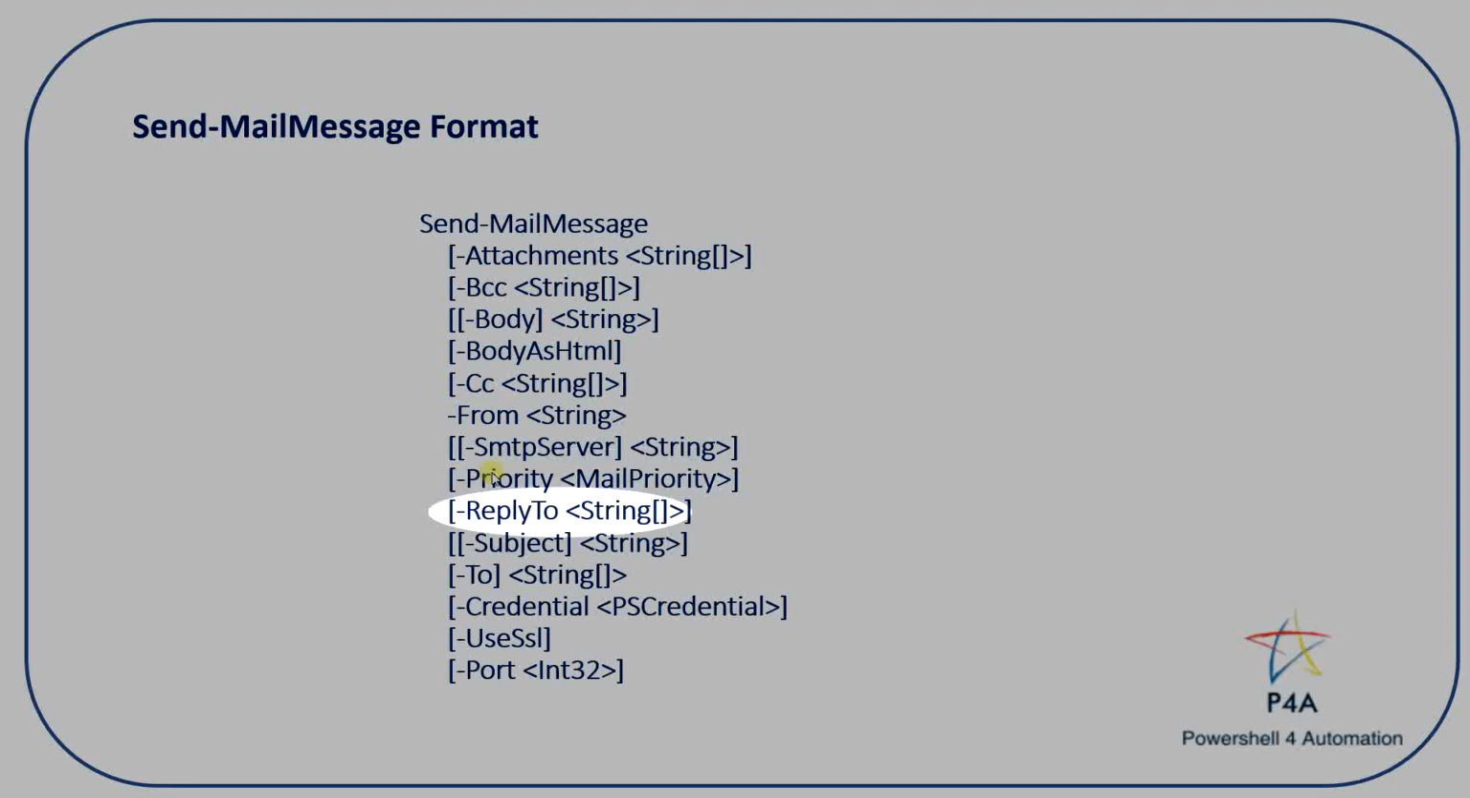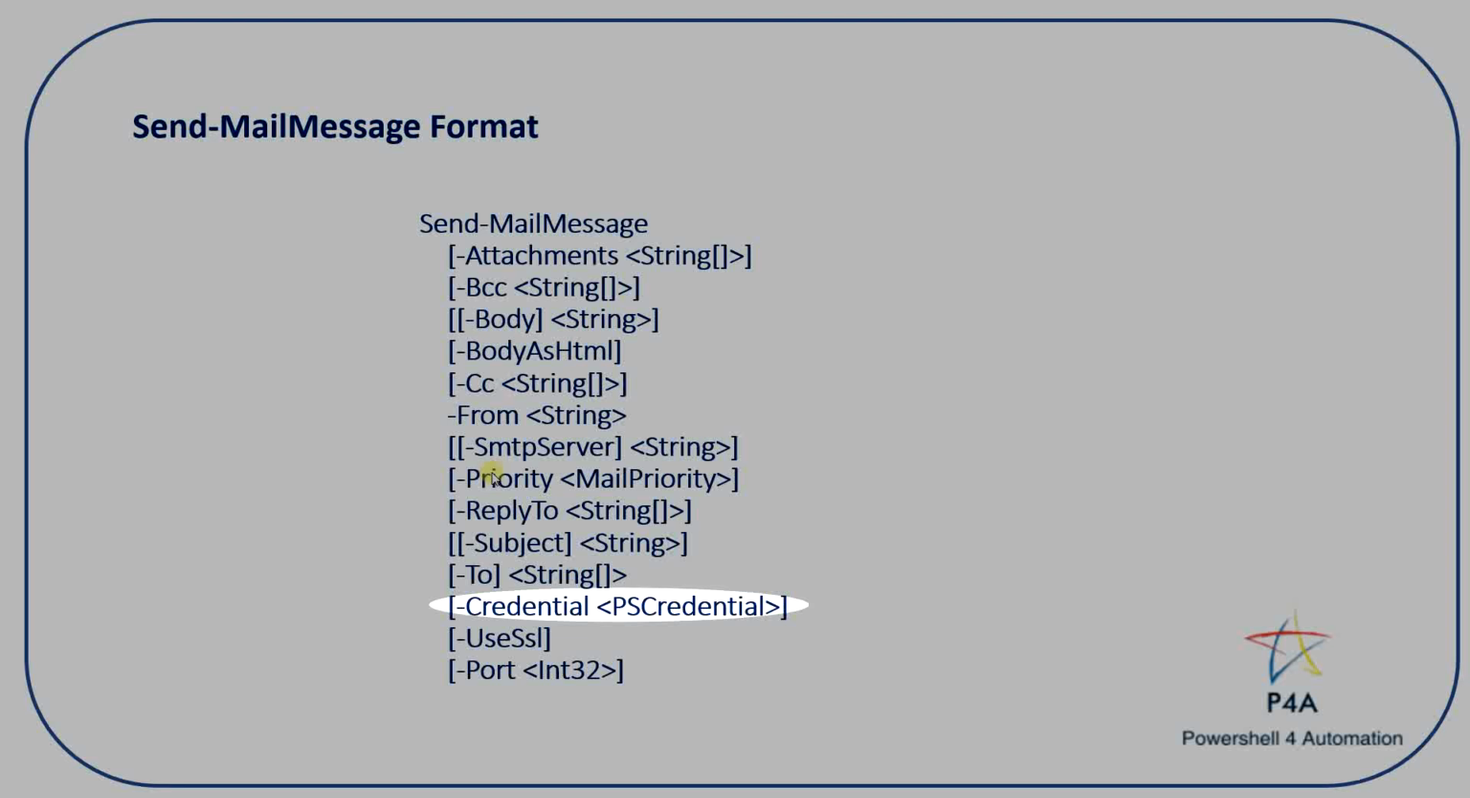ReplyTo is used if you want an email address to be configured to which the reply of this mail goes. Subject is a parameter where you can keep your subject line. To is the recipient's email address. Credential is the object holding the username and password with which you will be connecting to your email server.